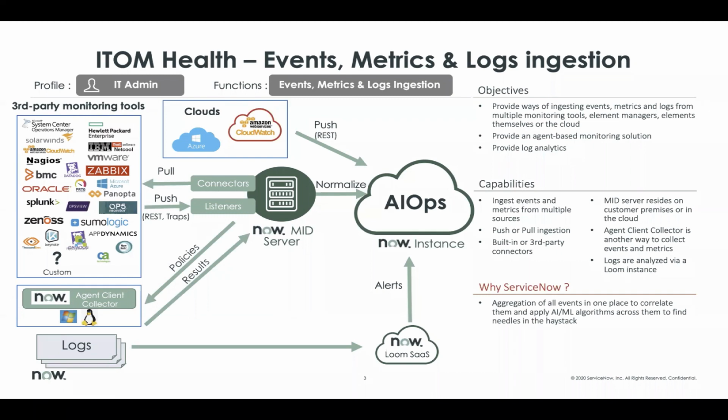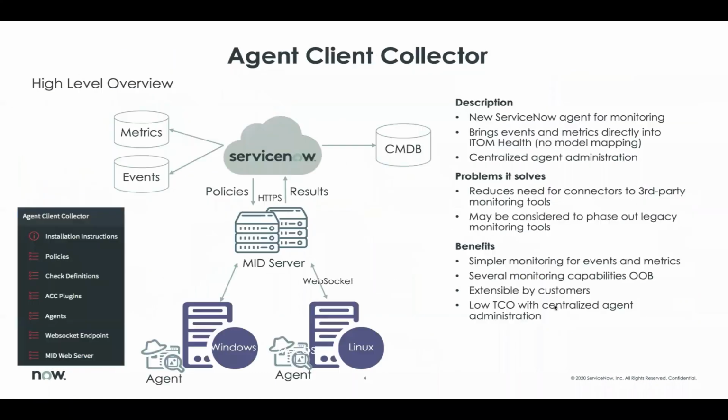So it can monitor an application from an end user point of view, a URL. And so that's very important, because then you can know if an application's up or down the same way a user knows if it's up or down. And so it does something called a proxy in order to do that. And so why ServiceNow? Aggregation of all events in one place. Okay. So now this focuses into some of the details on the agent client collector.